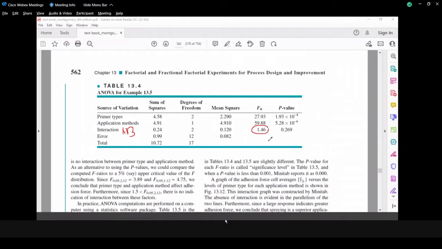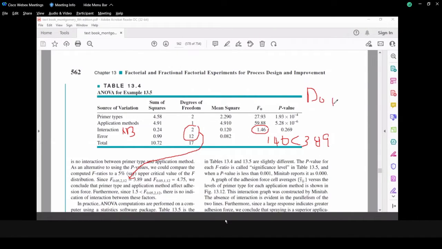the F value is 1.46, right? It is less than the critical value here. See, alpha 2 and 12 here. Look at this interaction: 1.46 is less than 3.89. That means your conclusion is do not reject the hypothesis.